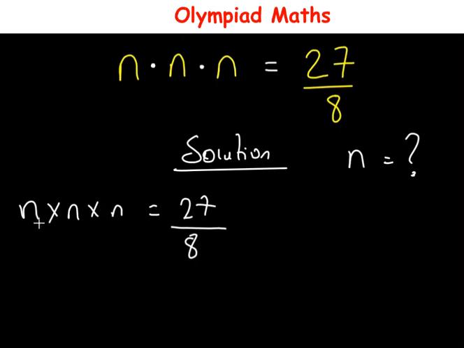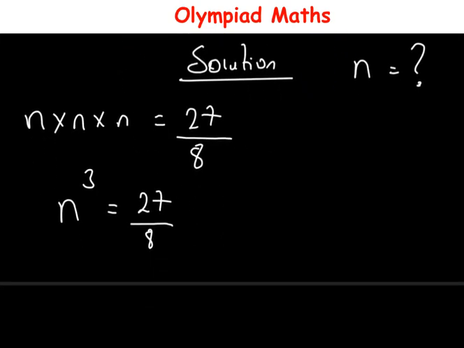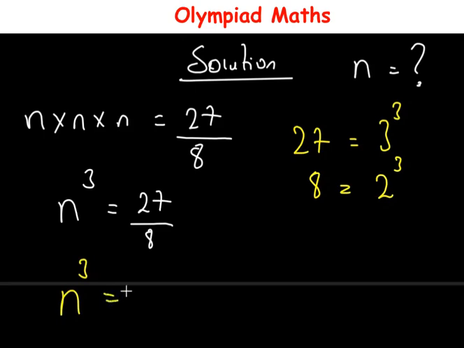So let's first multiply n times n times n. That will give us n raised to power 3, which equals 27 over 8. Now, with this, we can express 27 as 3 raised to power 3, and also we can express 8 as 2 raised to power 3, such that what we have is n raised to power 3 is equal to 3 raised to power 3 over 2 raised to power 3.